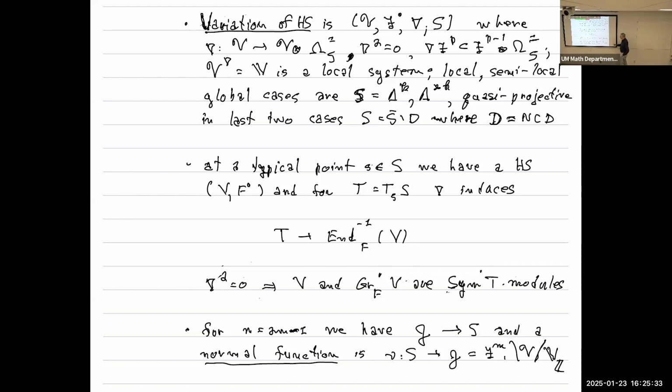So to define normal functions, if you now have odd weight 2m minus 1, you get a family of complex tori depending holomorphically on parameters. And a normal function is going to be a particular kind of section of this family. So that means that at each point you have this complex torus, and as the point varies, you have some holomorphically varying point in the family of complex tori.